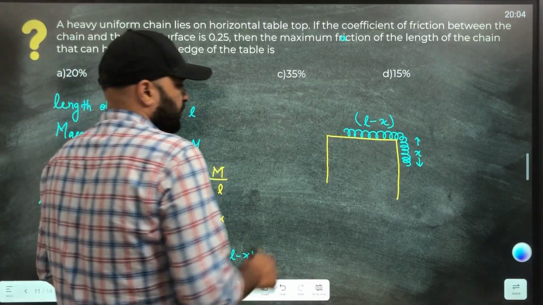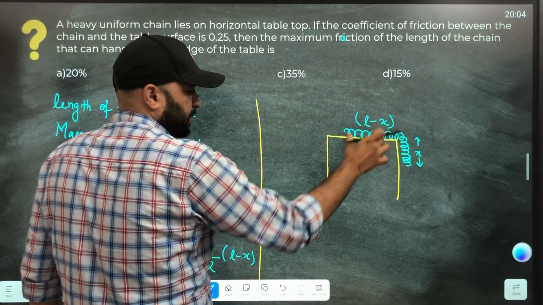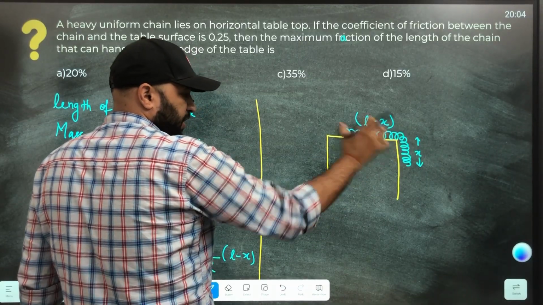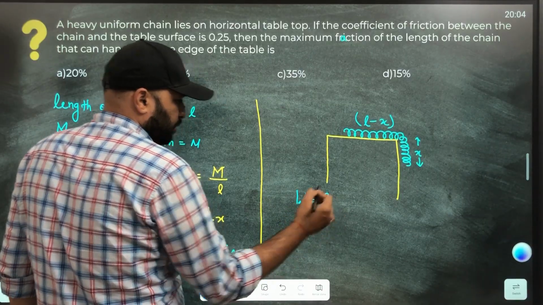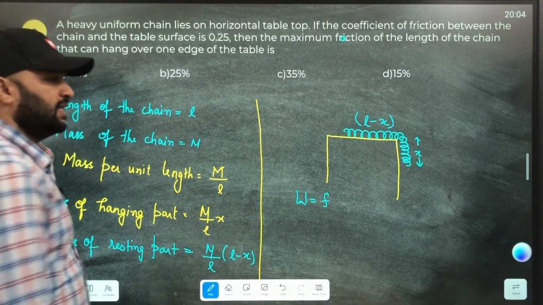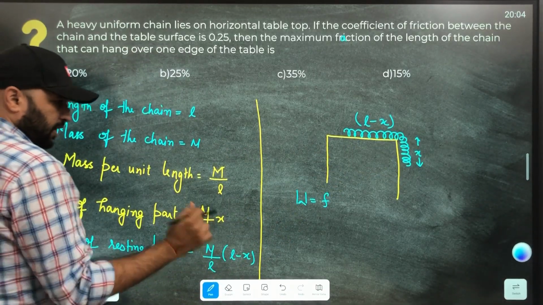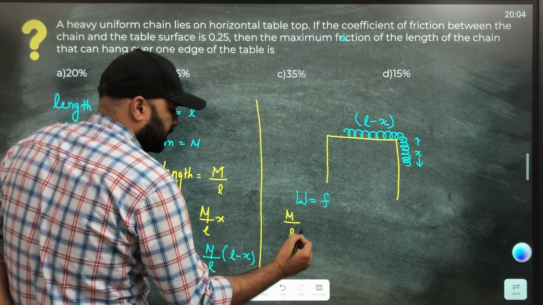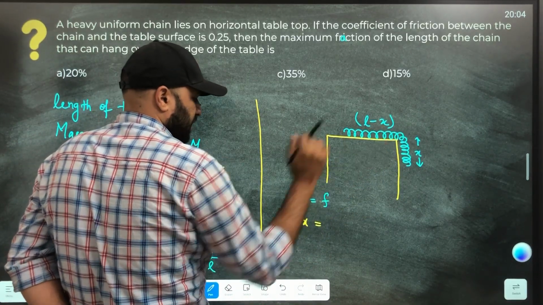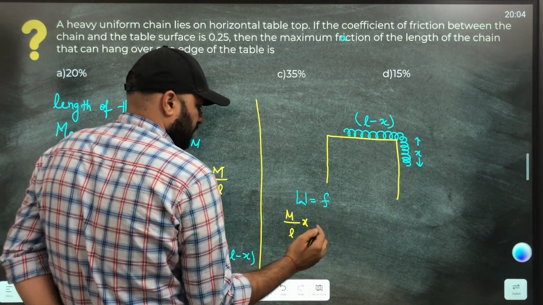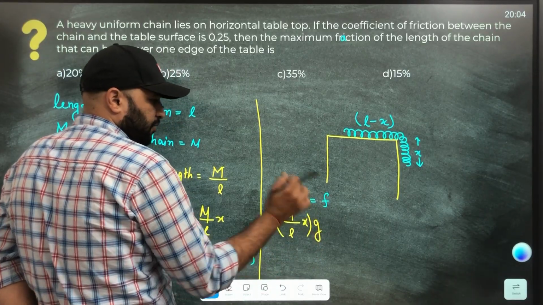Now let's equate the other part. The weight must be equal to the friction. I hope this is clear. What is this weight? The weight will be the mass of this part, M by L into X, times the acceleration due to gravity, which I had not included. Mass into acceleration due to gravity will give you weight.